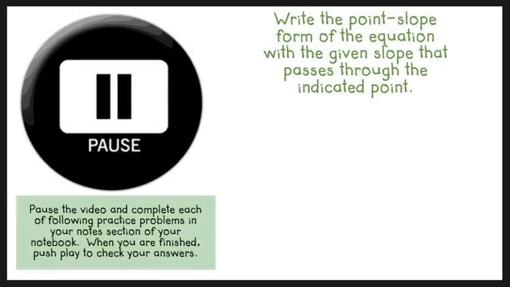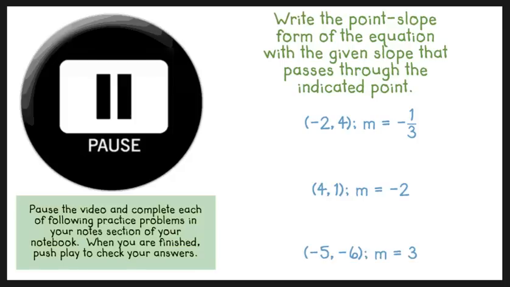Make sure you check your work against the examples that you did in your notebook. Okay, a couple more examples for you to try on your own. In this situation, you're going to write the point-slope form of the equation with the given slope that passes through the indicated point. Given the point -2, 4 with a slope of -1/3, the point 4, 1 with a slope of -2, and the point -5, -6 with a slope of 3. Pause the video to write an equation in point-slope form with these pieces of information, and when you're finished, push play to check your answers.